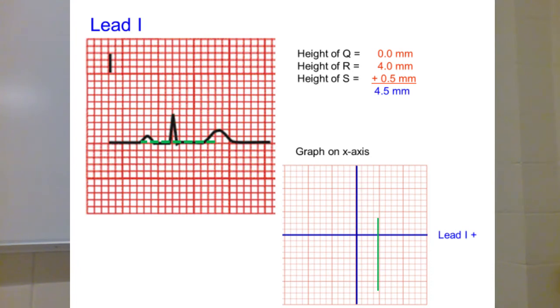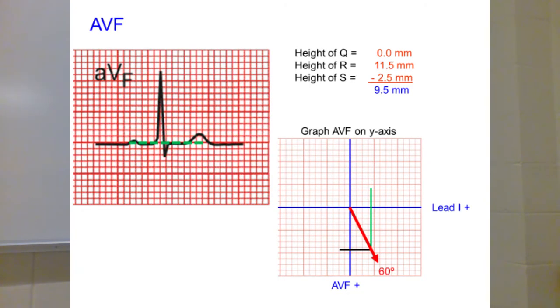The mean electrical axis can be calculated by locating the QRS complex in lead 1 and aVF. First, determine the baseline of the ST segment with a ruler and draw a horizontal line. Then, sum up the height of the Q wave, the height of the R wave, and the height of the S wave in millimeters according to their relationship with the ST segment baseline.